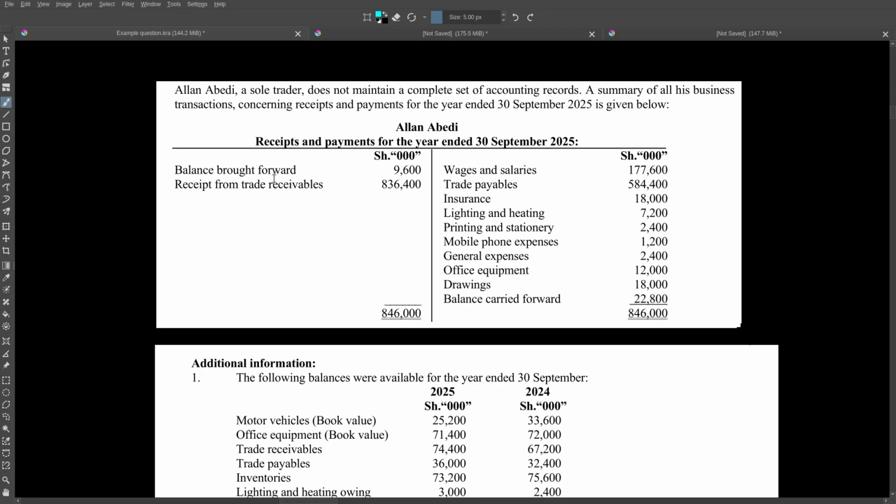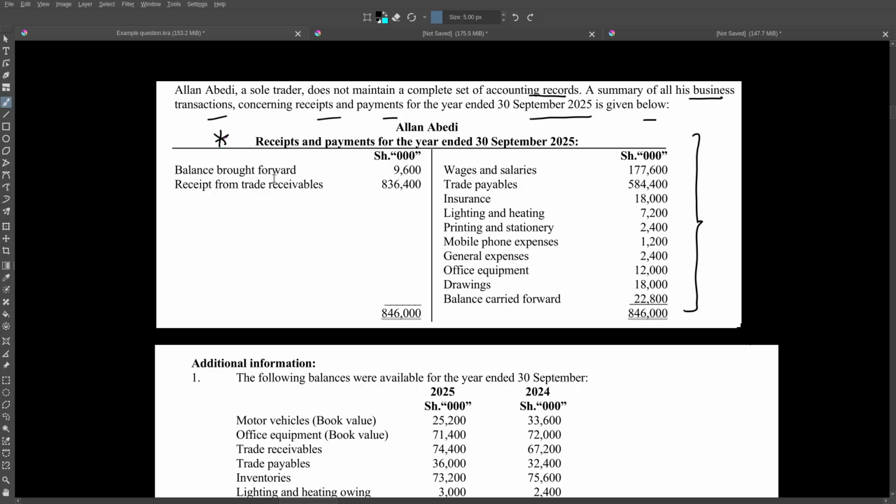Hello. Today, let us tackle this question together where we have been told Alan Abedi, a sole trader, does not maintain a complete set of accounting records. A summary of all his business transactions concerning receipts and payments for the year ended 30th September 2025 is given below. So here we've been provided the receipts and payments.